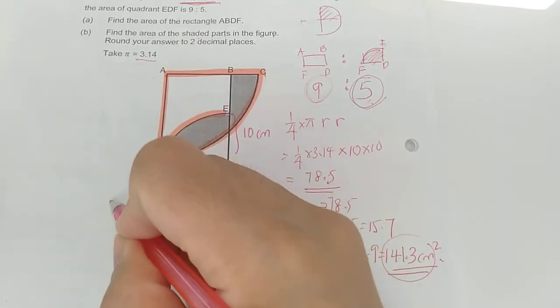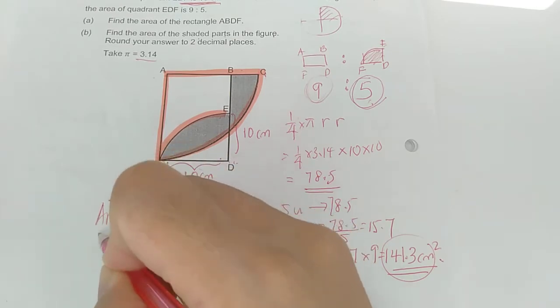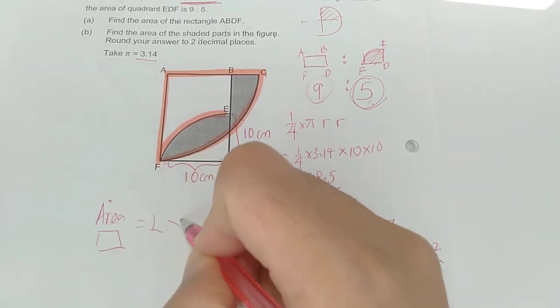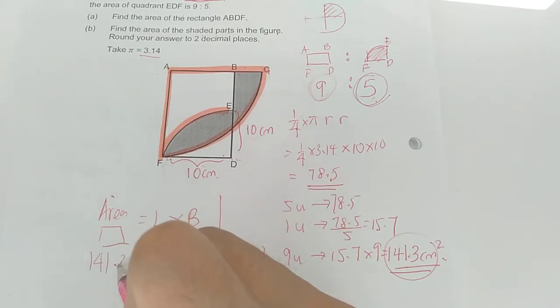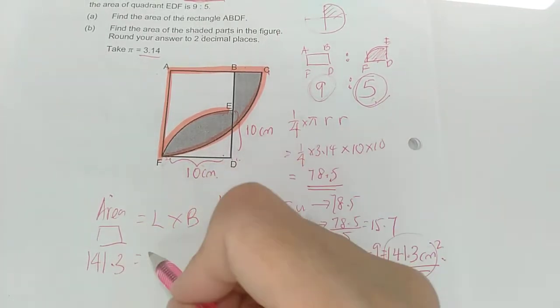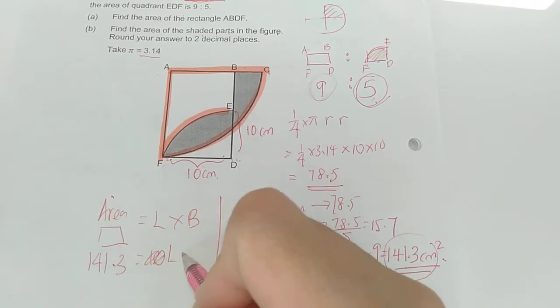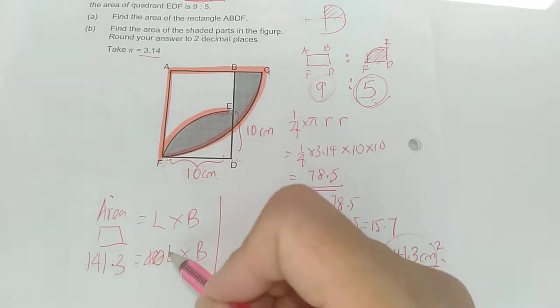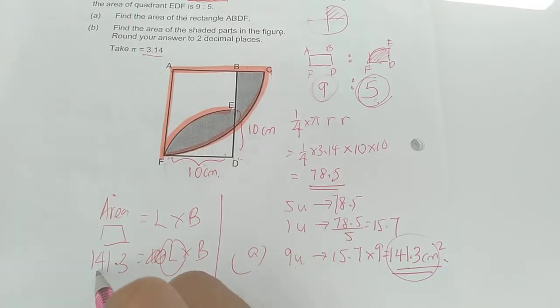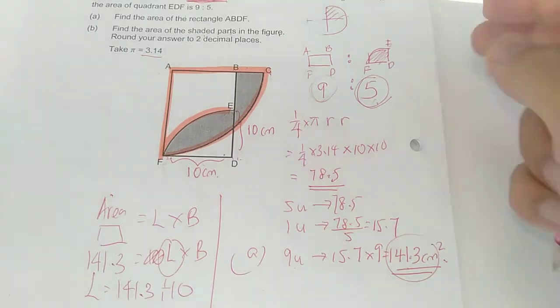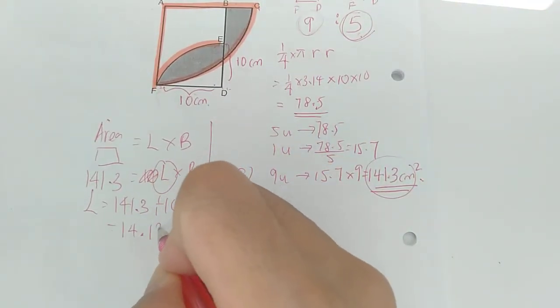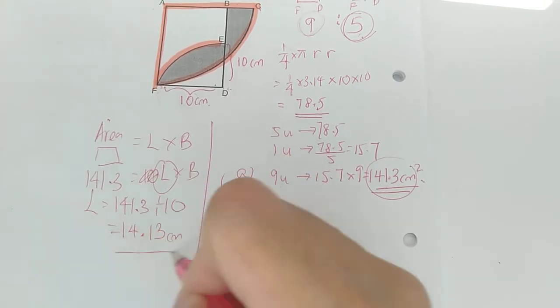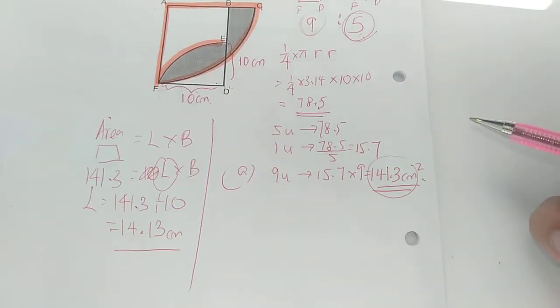So remember, area of a rectangle is equal to length times breadth. We know the area is 141.3. Now the breadth here is 10. How to find the length? Very simply, length equals 141.3 divided by 10, and you will get 14.13 centimeters. That's the length of the rectangle.